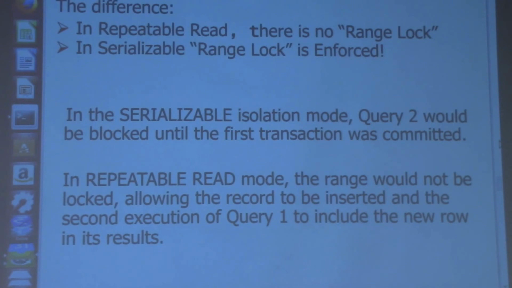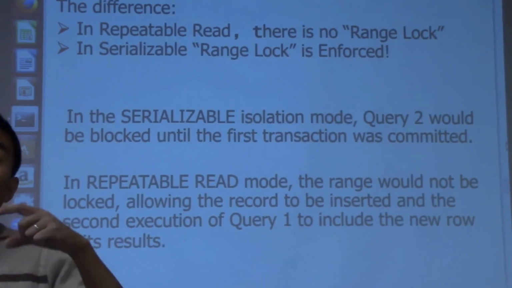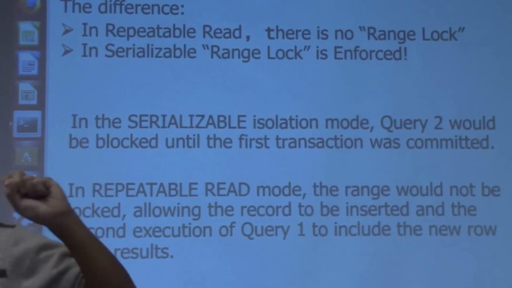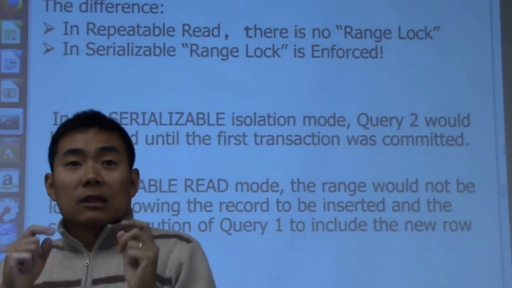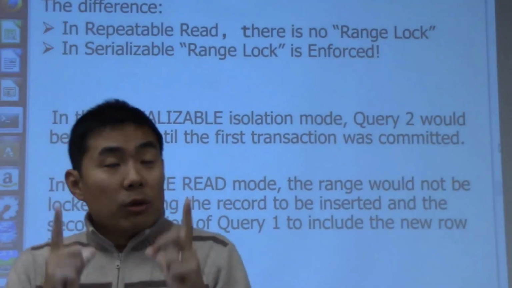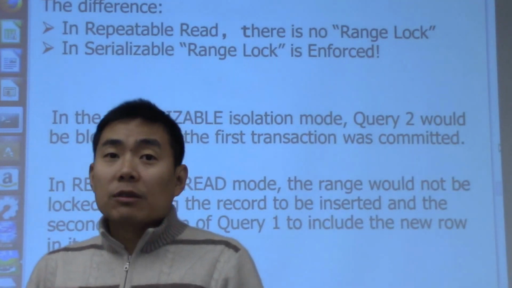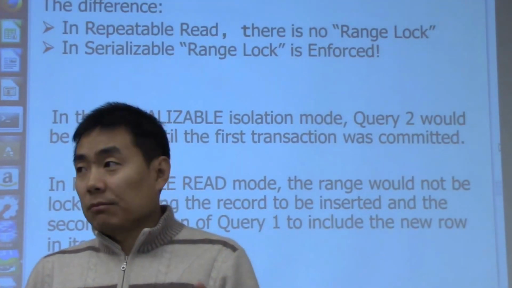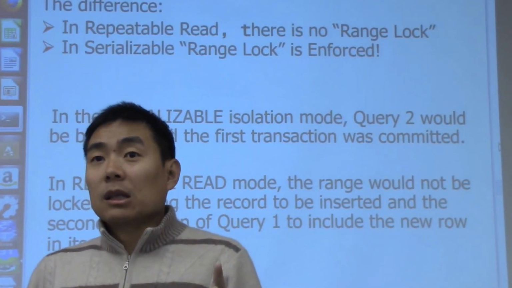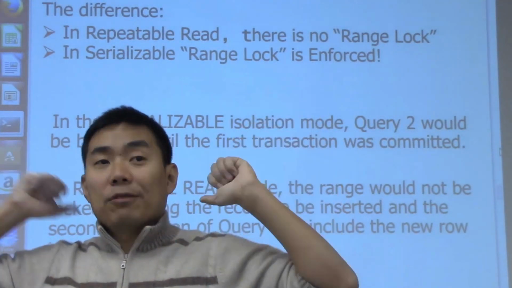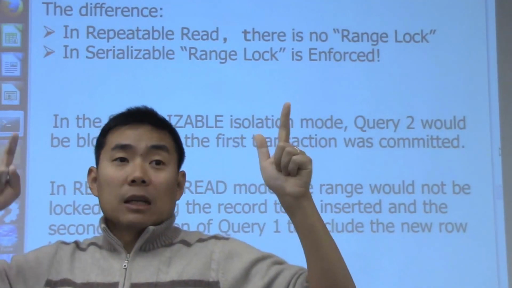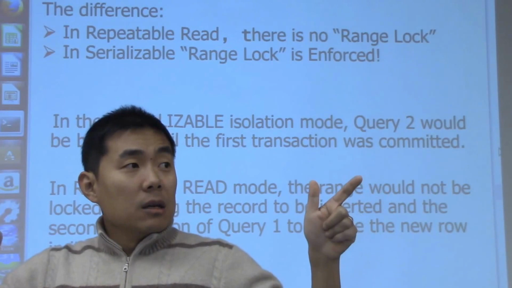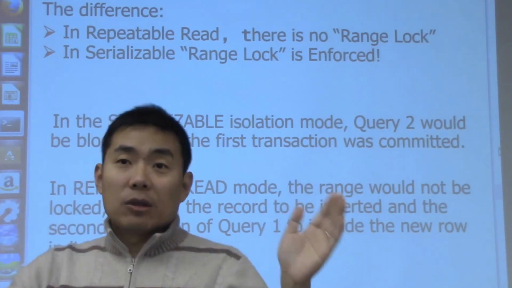So now we understand the difference between repeatable read and serializable isolation level. The major difference, as we will see when we introduce the concept of lock later on, is that in repeatable read isolation level, there is no range lock. In the earlier example you have seen, a range lock is to lock the range between age 10 and 30.